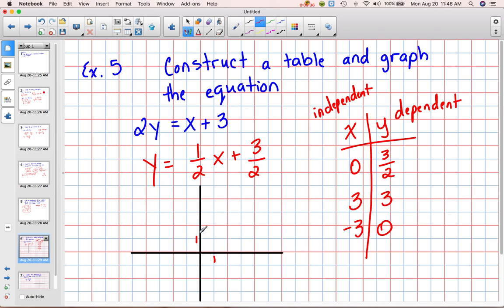So now I'm going to plot 0, 3/2 and 3, 3 and -3, 0. And you'll see that they line up. And then I can draw my line.